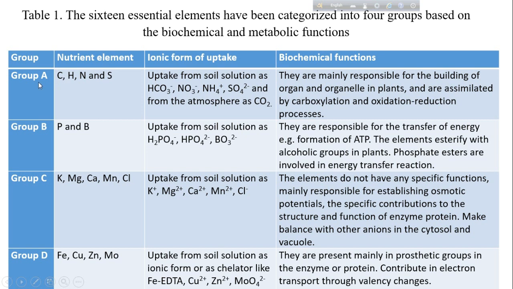So group A, this is the ionic form by which the plant absorbs the nutrients from the soil or atmosphere. The biochemical functions of these 4 elements: they are mainly responsible for the building of organ and organelle in plants and are assimilated by carboxylation and oxidation reduction process.